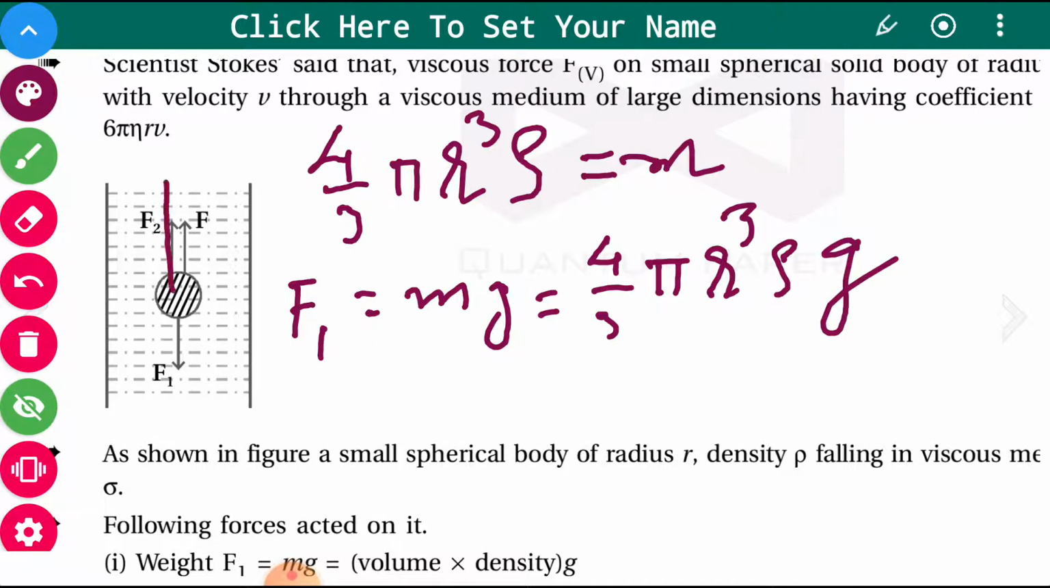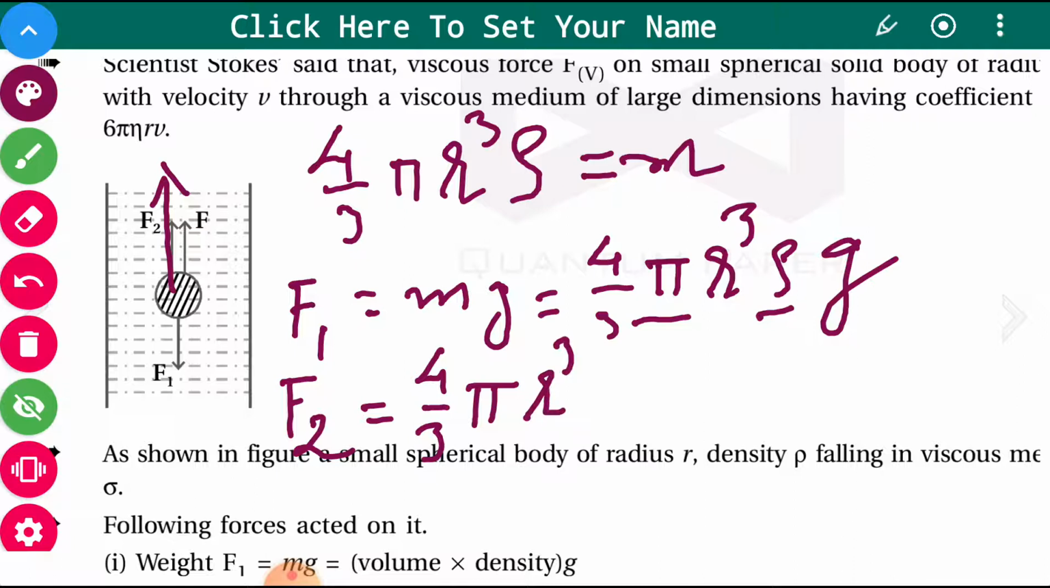Similarly, the buoyant force acts on it, and this buoyant force is the force applied by the liquid in the upward direction. For that we have to take the volume of the liquid multiplied by the density of the liquid. So the F2 force will be the mass of the fluid: the volume of the fluid, that is 4 by 3 pi r cube, into the density of the fluid, that is sigma, and if you multiply it by g, that will be the force applied by the fluid on the object in the upward direction.